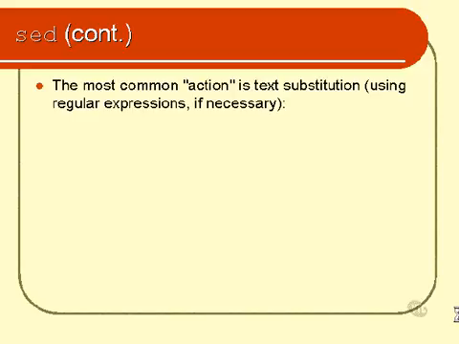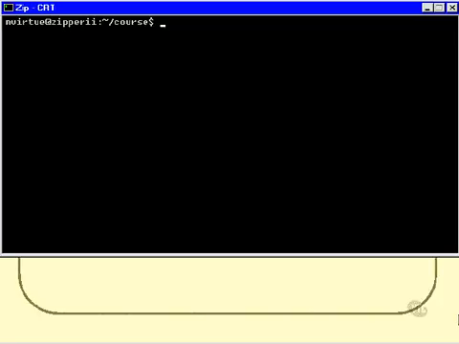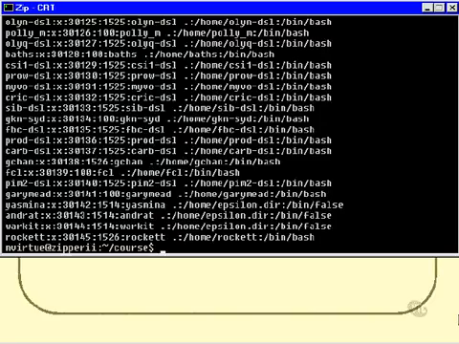Now here is an example of an action changing foo to bar. Change the first occurrence of foo on each line to bar. So let's have a look now. Because we've seen an example of an action, let's see sed doing its stuff. So I've got a file here called testfile, and I'll just cat it onto the screen. Testfile, and again it's the contents, or at least part of the contents, of my /etc/passwd file.